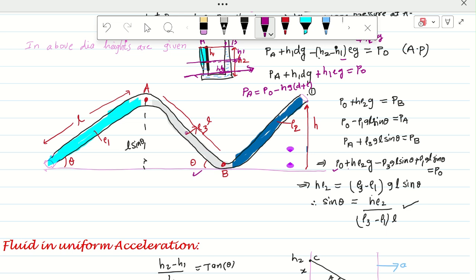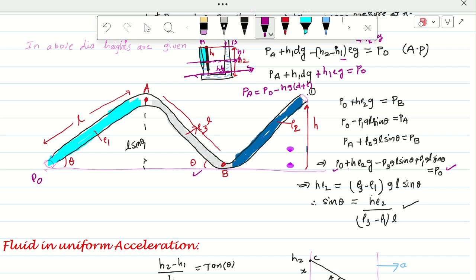Here height is not given, length is given. This length is not the height, only height we have to consider here. So that equals rho 3 GL sin theta, minus. Again coming down, therefore plus rho 1 GL sin theta, equal to again P naught here. So this is the manometric equation application. Here it is clear, I think. So from 1 I started, you can start from any point, no problem.